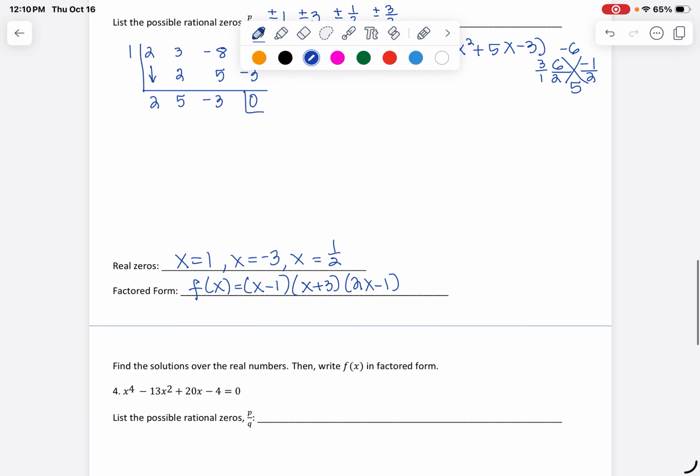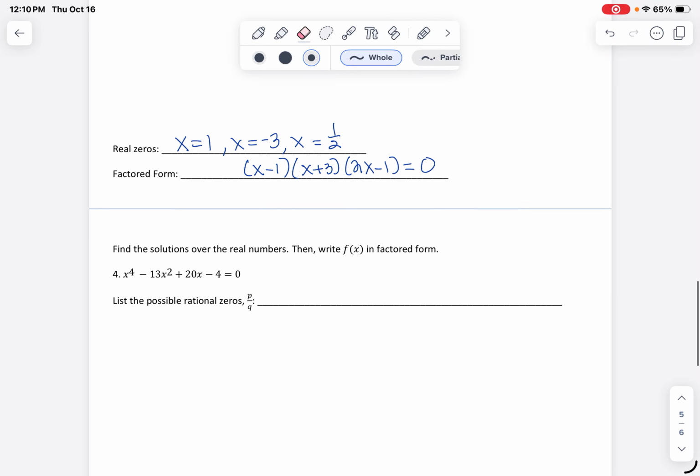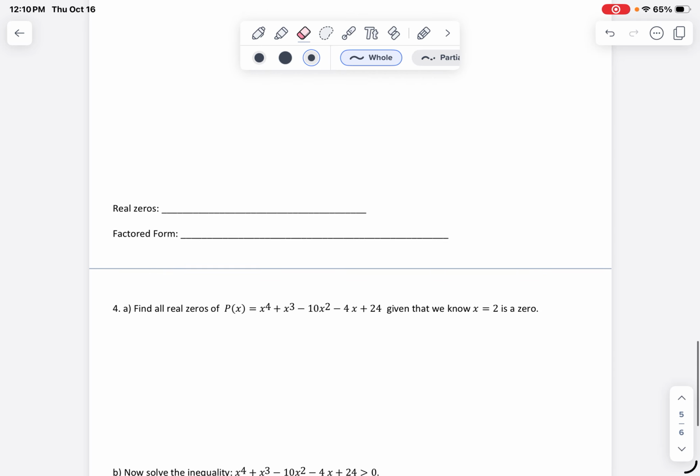Okay, was that f of x equals? No, it wasn't. So let me get that f of x equals out there. Excuse me, and put equals 0. And I need to fix that because it looks like there's a negative hanging out in front. Okay. All right. 2 more.